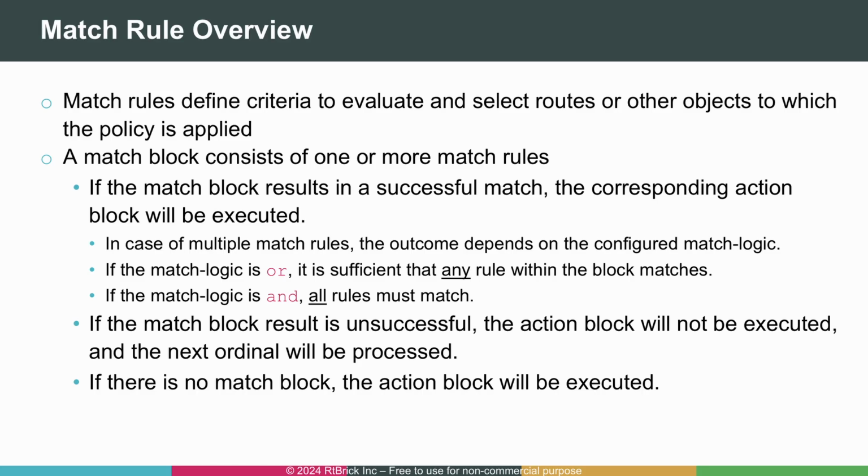If the logic is set to OR, which is the default, then just one of the match rules needs to match. But if it's set to AND, then all of them must match for the policy to consider it a hit. If a match block doesn't match at all, then the router simply skips the action part and moves on to the next ordinal in the policy. And here's a useful tip. If you define an ordinal with an action block but leave the match block empty, then it will match every route, basically acting like a match all condition.